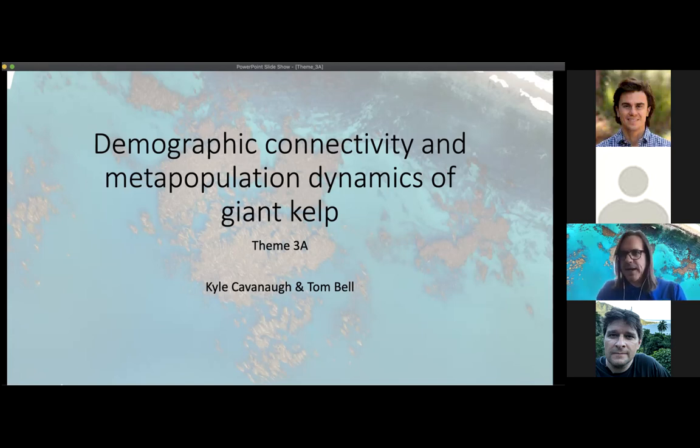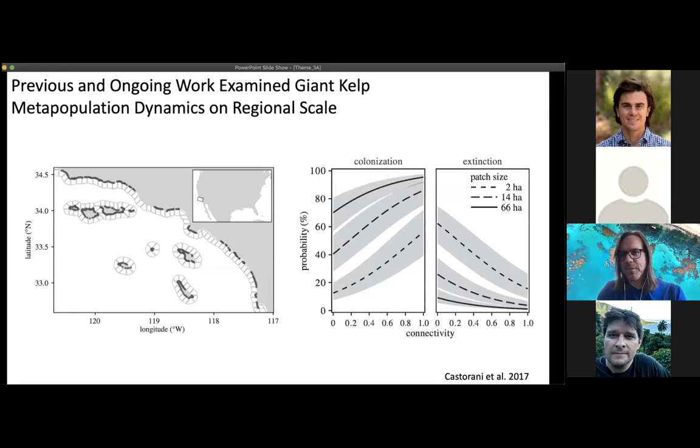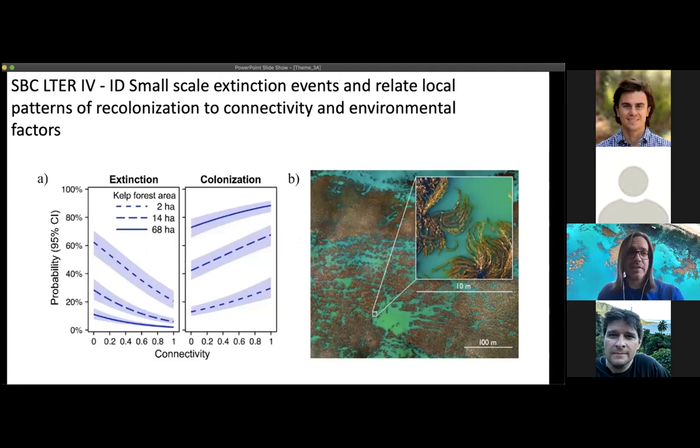So again, we're going to skip through the stuff that Kyle covered a little bit, but it's Theme 3a. A lot of our previous work on synchrony dealt with kelp at a regional scale. You can see this in Max's papers and Kyle's 2013 synchrony paper, where we looked at 1 kilometer chunks of coastline and summed all the kelp biomass within those chunks or patches. And you saw these colonization and extinction relationships that Kyle showed in his talk. But for the SBC LTER, we really wanted to examine small scale extinction events and relate these local patterns of recolonization to connectivity and environmental factors, right?